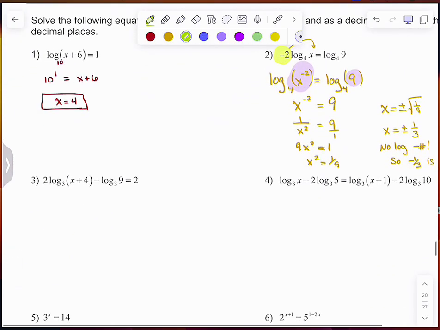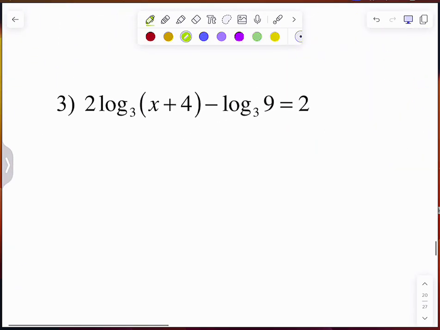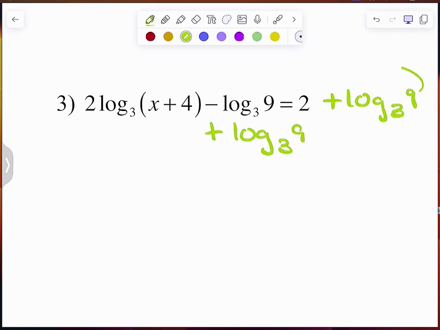All right, number 3. So this one, I'm running into a problem because even if I move this log base 3, don't write this down. If I move it on both sides, I'm going to have 2 plus log base 3 of 9, and I don't have any way to convert things that are being added. That doesn't work for me.